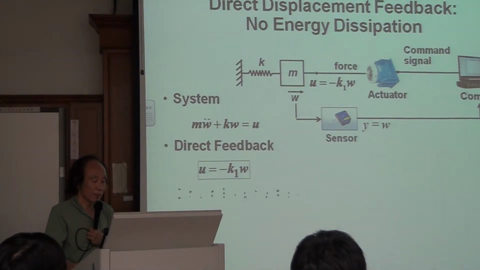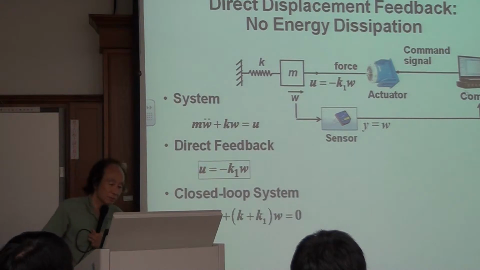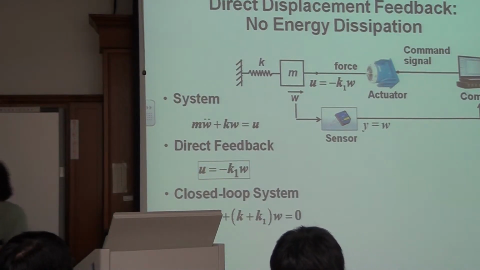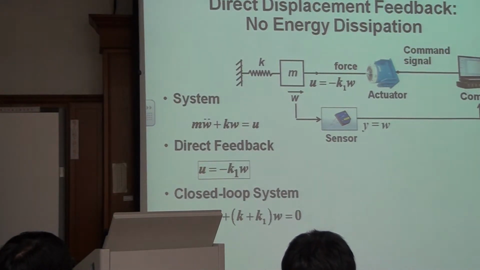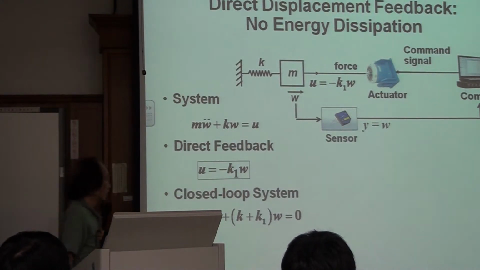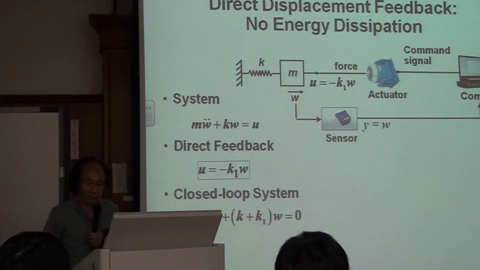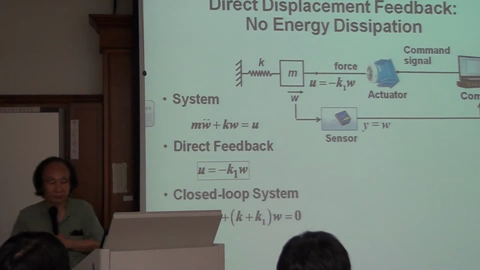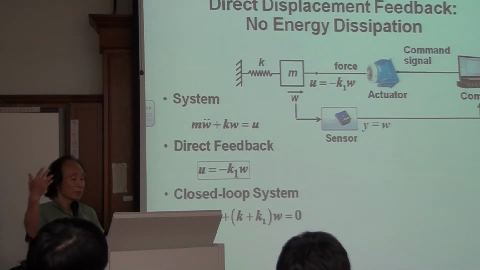Then what system do I got? Then my closed loop system is equal to M W double dot plus parenthesis K plus K1 parenthesis W equal to 0. And K1 is a positive number, positive value. This is my closed loop system.